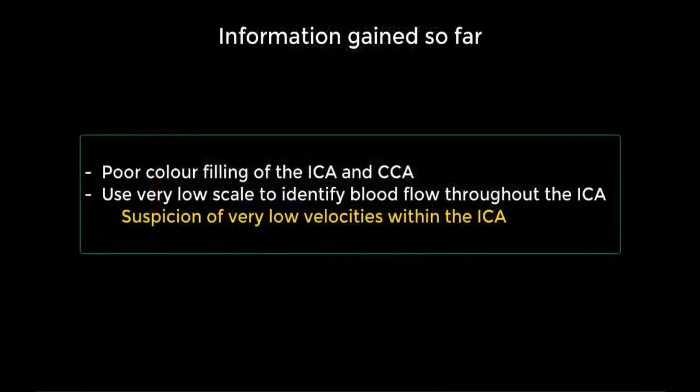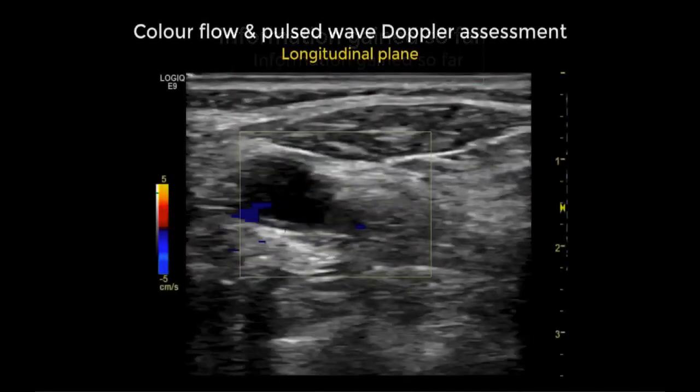Therefore, the points we gained so far using color is that there is a poor color filling of the internal carotid artery and the common carotid artery. This is probably indicative of very low velocity throughout the internal carotid artery, and to confirm that the low velocity, we used a very low scale to identify low blood flow velocities.